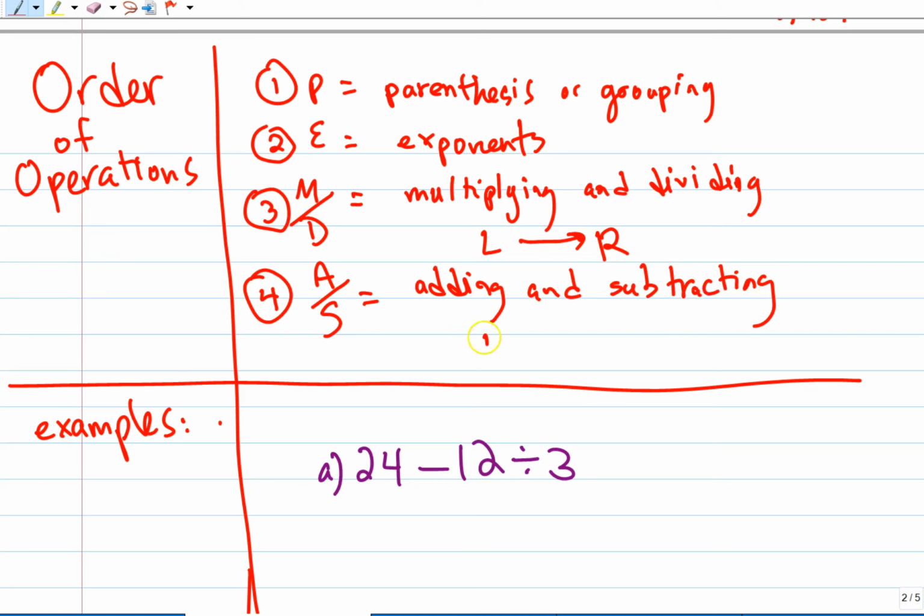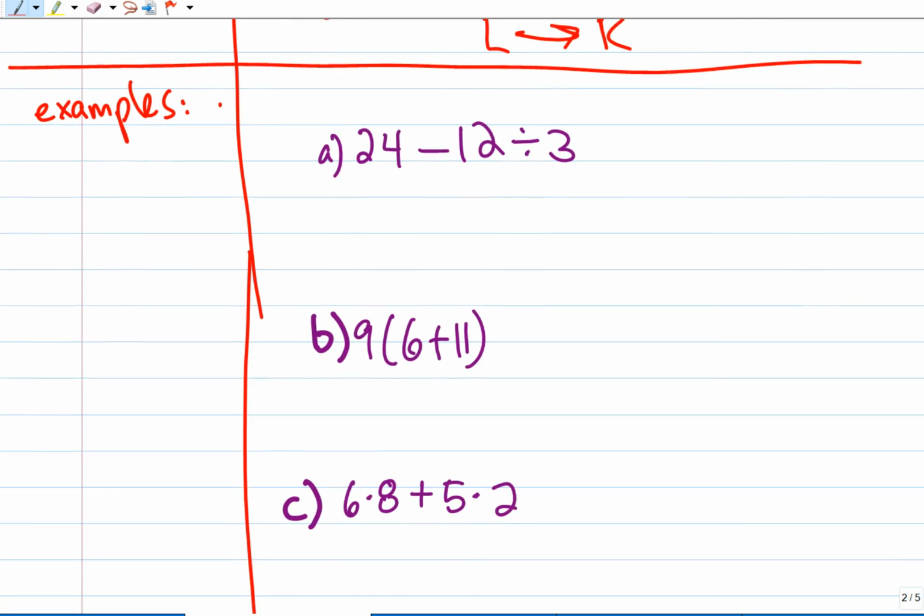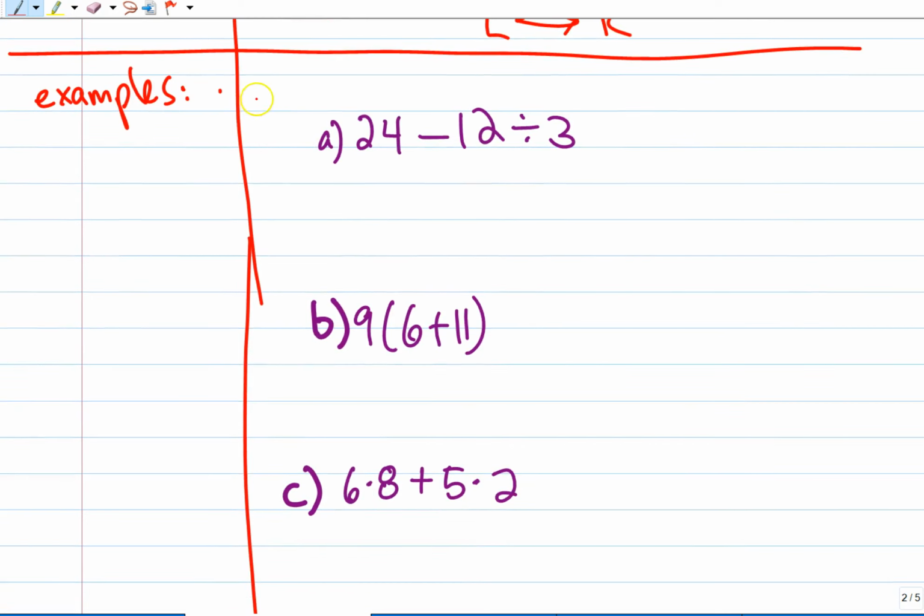And once again, we do that from left to right. So we go in order of operations. We start at the top, we work our way down. The confusing thing for a lot of people is that these are grouped: the MD, multiplying and dividing, is grouped, and the adding and subtracting is grouped. So as we go down here, any parentheses, any exponents, the little numbers up there, any multiplying or dividing?